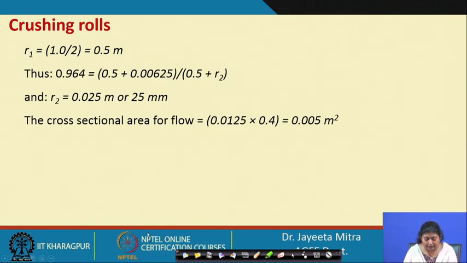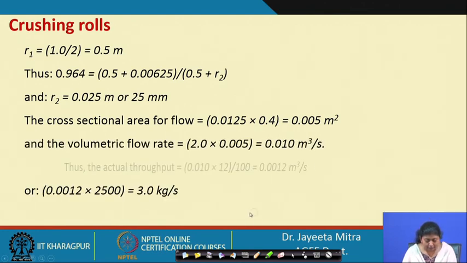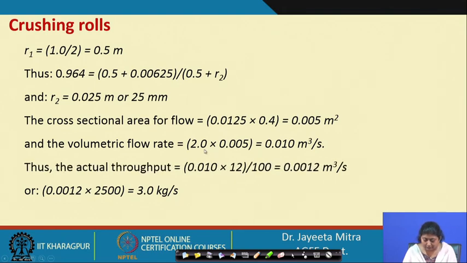Now, the cross sectional area for flow is 0.0125, that is the gap between these two, times the length, which was 0.4. So, 0.005 meter square is the cross sectional area for flow, and the volumetric flow rate will be 2 into 0.005, so this much meter cube per second. The cross sectional area multiplied with the velocity gives the volumetric flow rate.